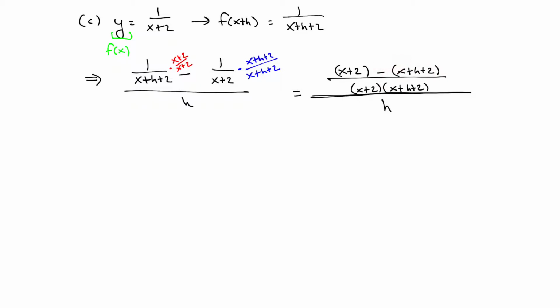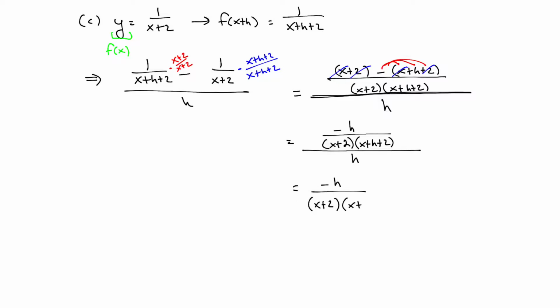Distributing in this minus sign, we see that the x's will cancel and the 2's will cancel, and so what we end up with is negative h over x plus 2, times x plus h plus 2, all over h. But dividing by h is the same thing as multiplying by 1 over h, right? So these end up canceling. And let's make that more definitive, though. That's going to be negative h over x plus 2 times x plus h plus 2.